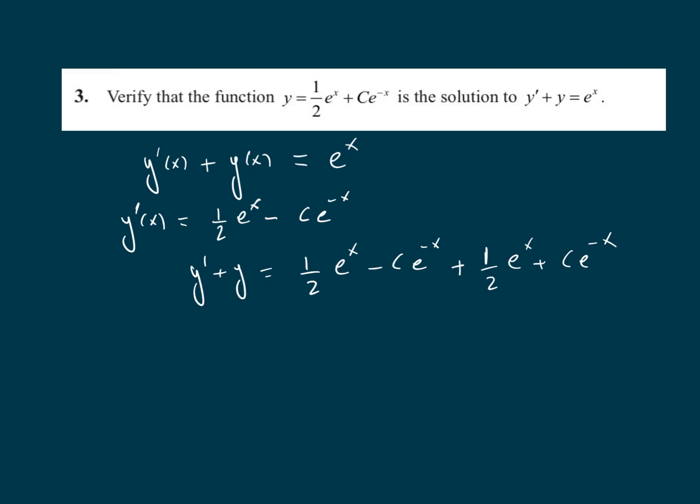So 1/2 e to the x plus 1/2 e to the x is e to the x. So these two terms give e to the x, and this term will cancel with this term. Now we ask: is e to the x equal to e to the x? Yes, so this is the solution, because e to the x equals e to the x. Okay, let's go to the next problem.